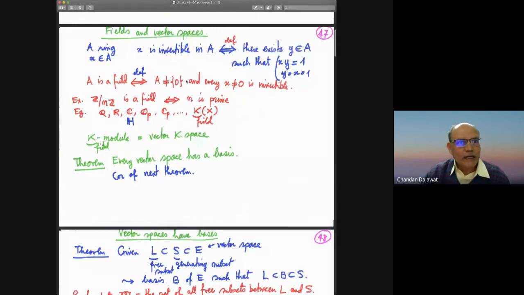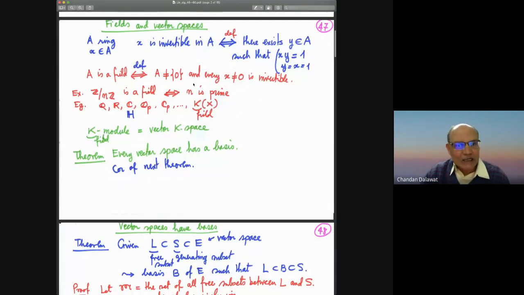Okay. So before I can say what a vector space is, I need to say what a field is, right? So an element little x in a ring A is said to be invertible if there exists some y in A such that xy is equal to 1 and y times x is also equal to 1. This equal to sign here is superfluous, is spurious. It should be y times x, right? And a field is a ring which is not trivial, which is not reduced to the zero ring, and in which every element x, which is different from 0, is invertible.